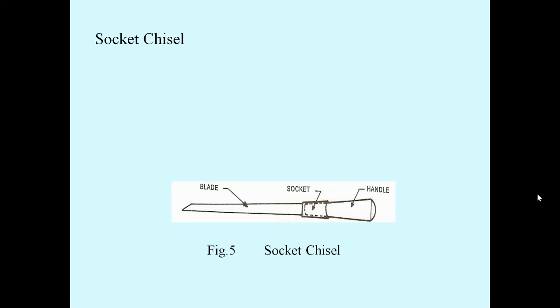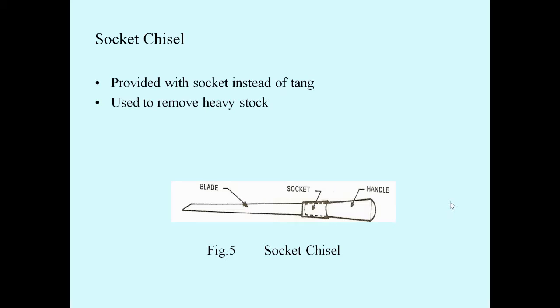We can see it looks different compared to the previous chisels. Socket chisels are provided with a socket instead of a tang. In the previous case, the firmer chisels, there is a tang. Instead of that tang, in this socket chisel we are providing a socket. And the socket chisel is used to remove heavy stock.